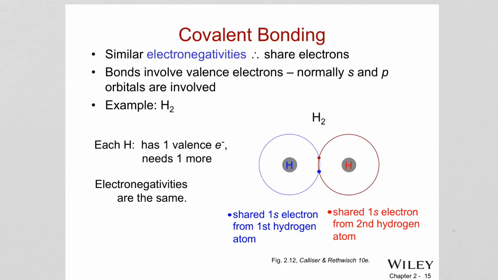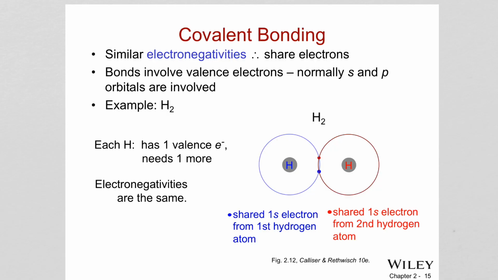In covalent bonding, it happens between atoms that have similar electronegativities, which are near one another in the periodic table. In this case, they share their electrons so that each atom can complete its outer electron shell and reach the noble gas electron configuration. Here the covalent bond is illustrated for the hydrogen molecule.